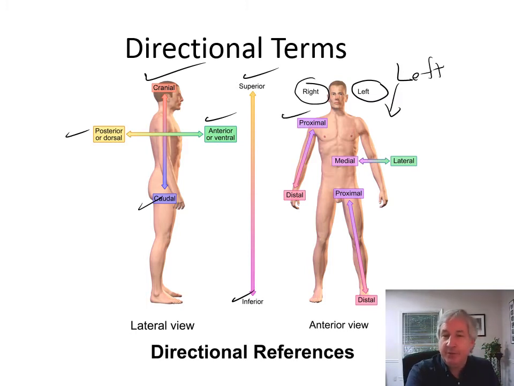So here's proximal, here's distal, and then we have medial and lateral. And also we're here referring to proximal up here, and distal is down here. So the foot is distal to the knee. The knee is proximal to the foot. The hip is proximal to the knee. The knee is distal to the hip. Okay, that's the way those go.